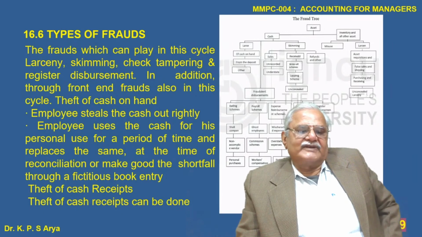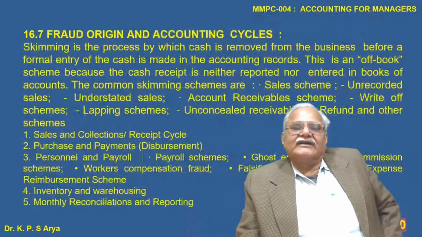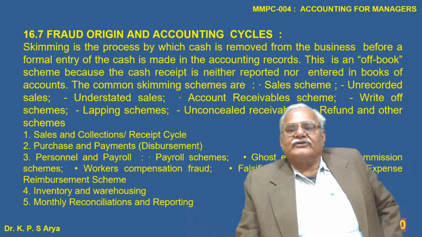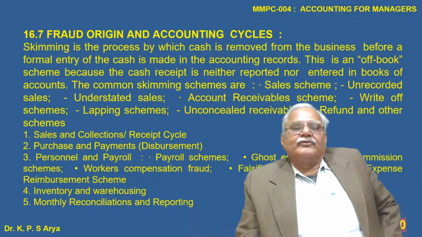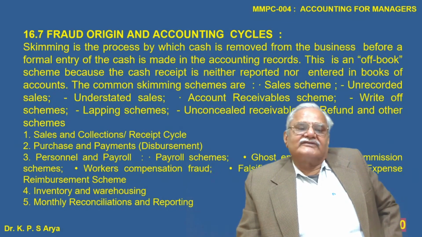Then the theft of cash receipts. Theft of cash receipts can be done through skimming. Skimming is the process by which cash is removed from the business before a formal entry is made in the accounting records. This is an off-book scheme because the cash receipt is neither reported nor entered in the books of accounts. The common skimming schemes are sales schemes, unrecorded sales, undistributed sales, accounts receivable schemes, write-offs, lapping schemes, unreconciled receivables, refunds, and other schemes: sales and collections, receipt cycle, purchase and payments, disbursements, personnel and payroll schemes.